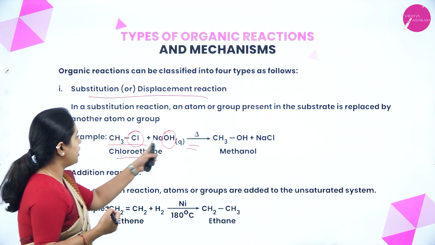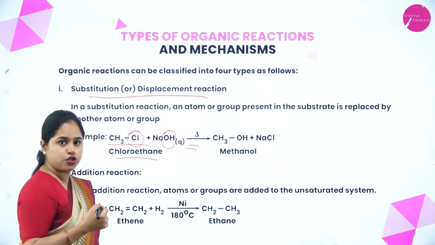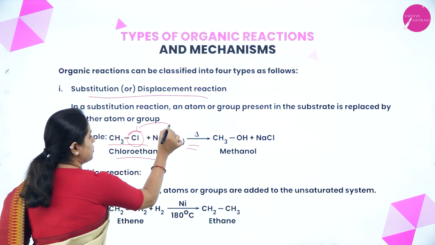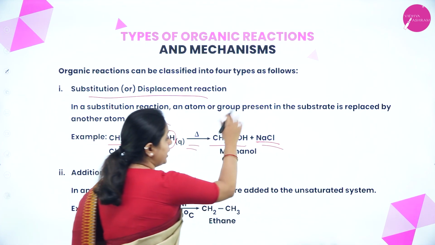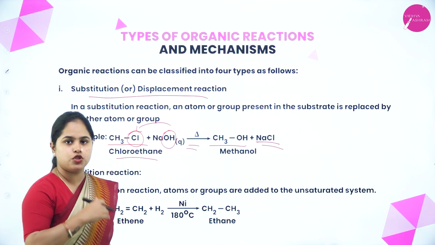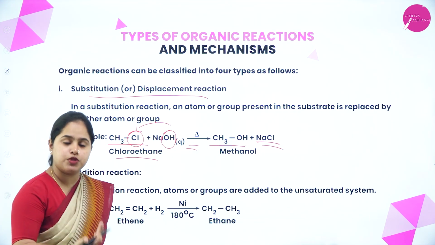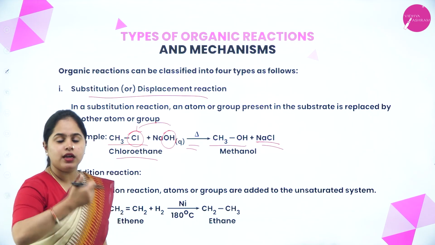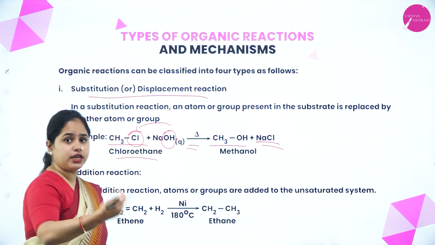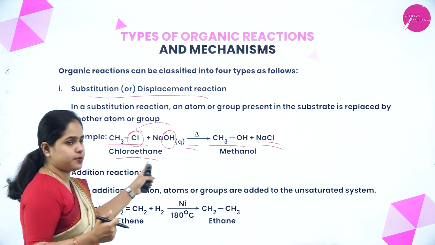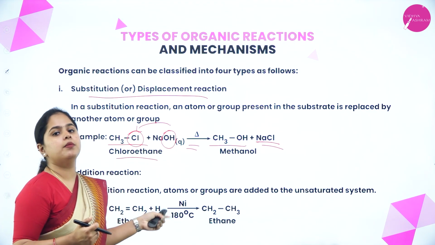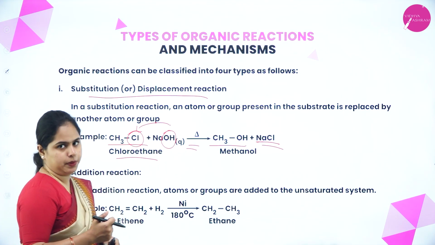Right? Cl is negatively charged and OH is also negatively charged. They will be substituted with each other. So you will get methanol and the Cl will now be attached to the sodium. So you get sodium chloride. So this is substitution. Instead of the atom which is present in the substrate, another incoming reagent will take its place, right?